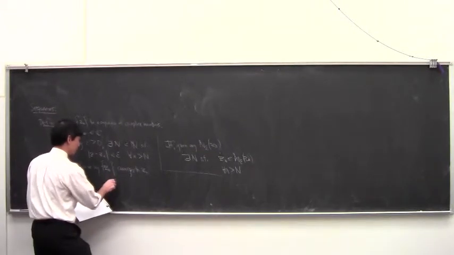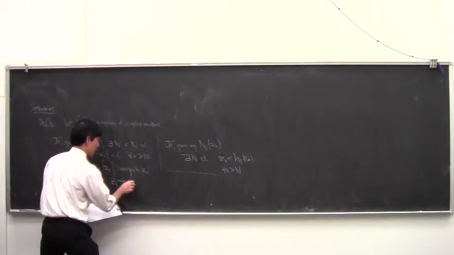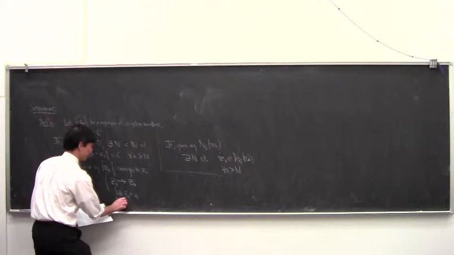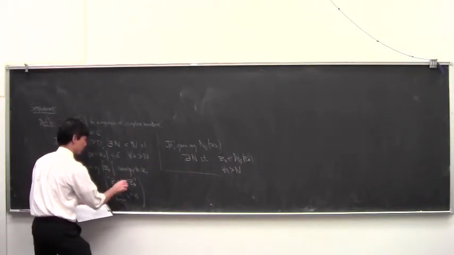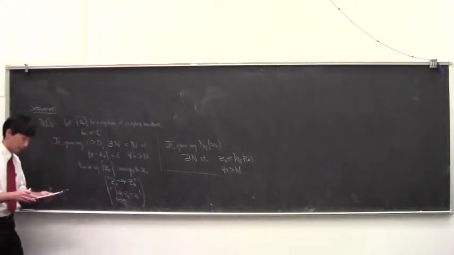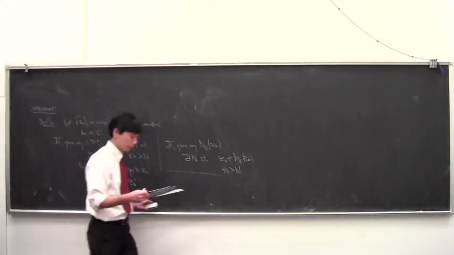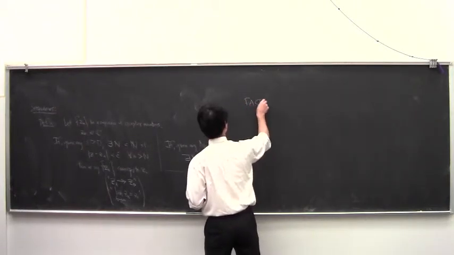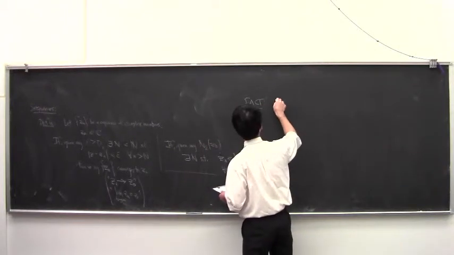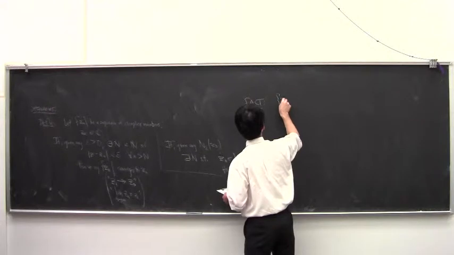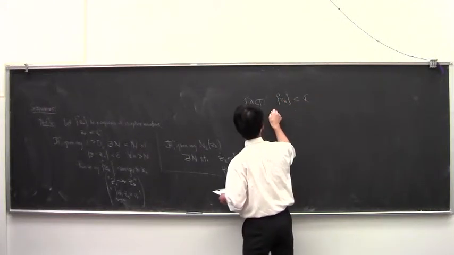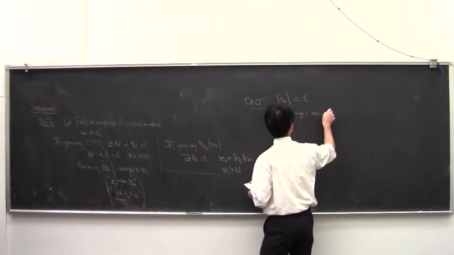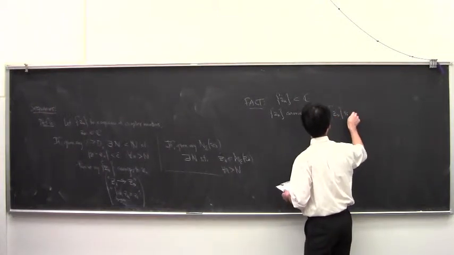And you write z_n converges to z naught, or you can write the limit of z_n equals z naught as n goes to infinity. It will turn out, this is a fact, that a sequence of complex numbers z_n, again a sequence in C, converges if and only if z_n is what's called a Cauchy sequence.